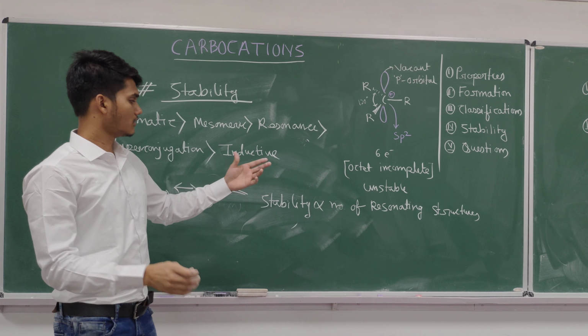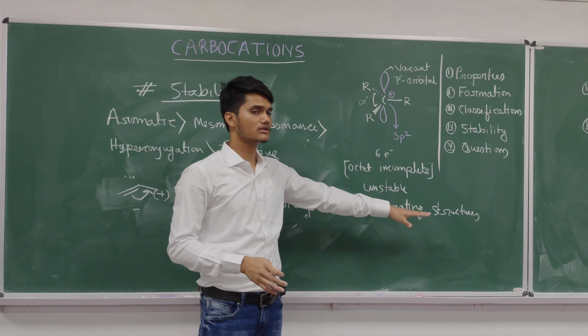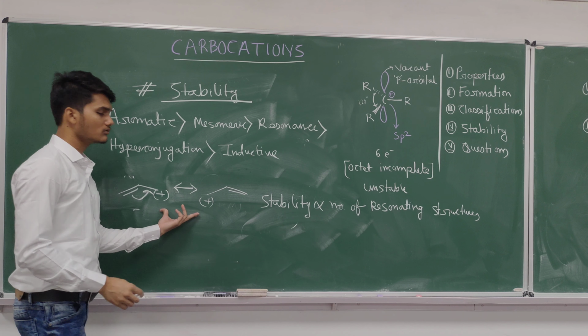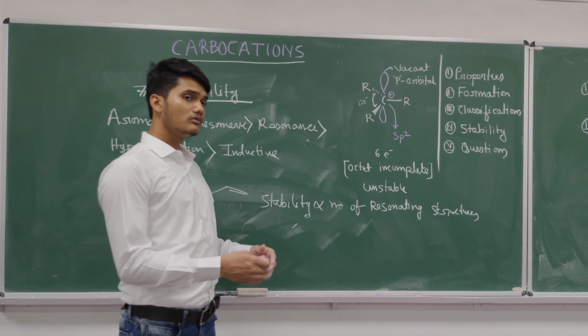In case of resonance, remember this: the stability of a carbocation is directly proportional to the number of resonating structures. Like in this case, we have two resonating structures. So if a carbocation has a greater number of resonating structures, the stability will be even greater.